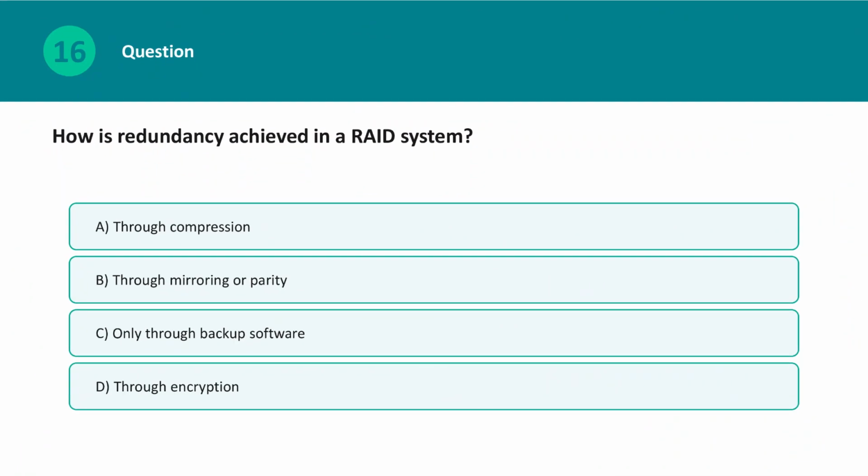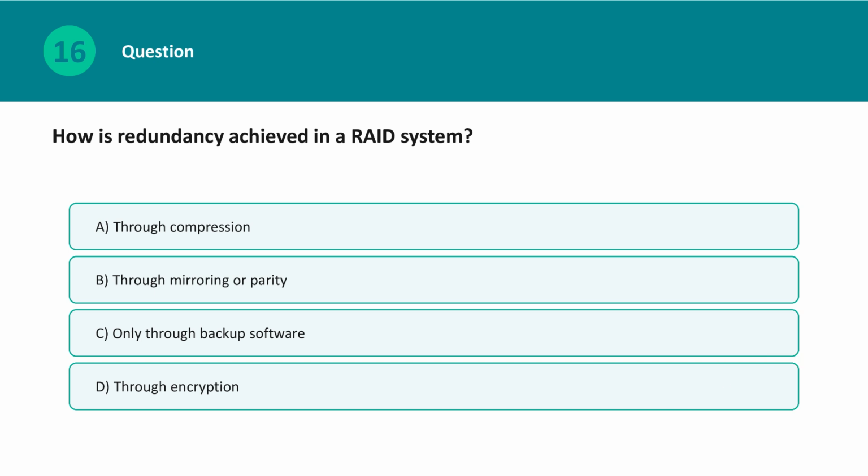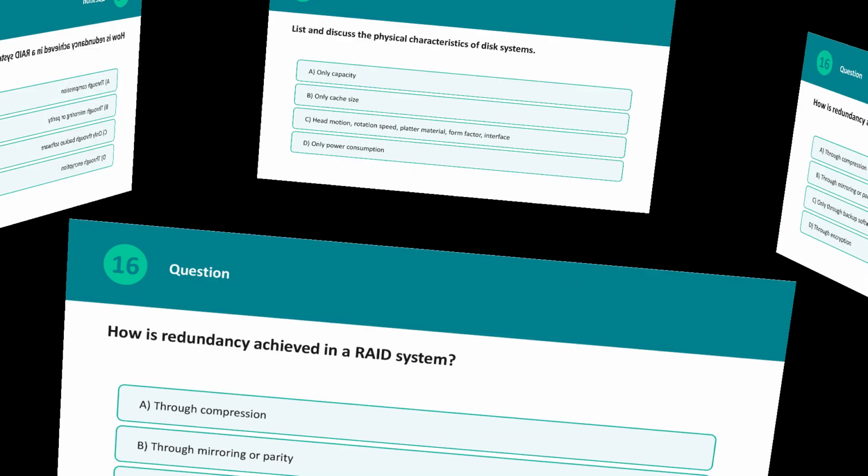How is redundancy achieved in a RAID system? A. Through compression. B. Through mirroring or parity. C. Only through backup software. D. Through encryption. The correct answer is through mirroring or parity.